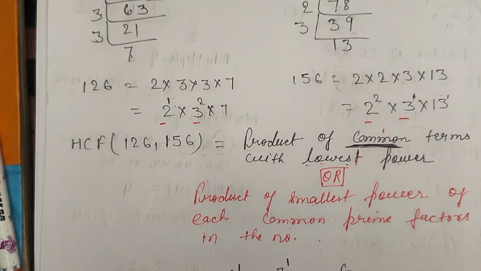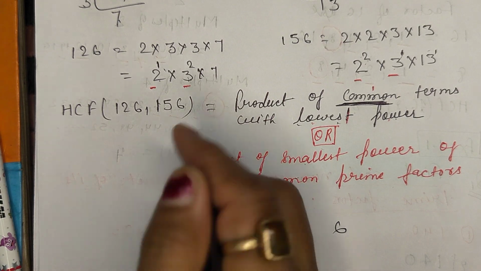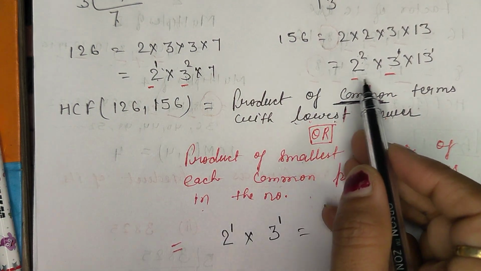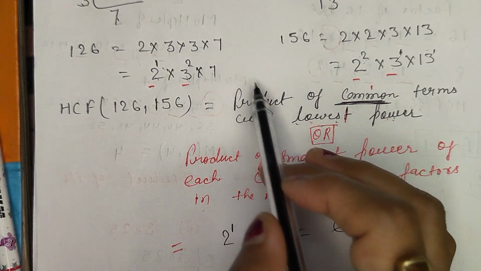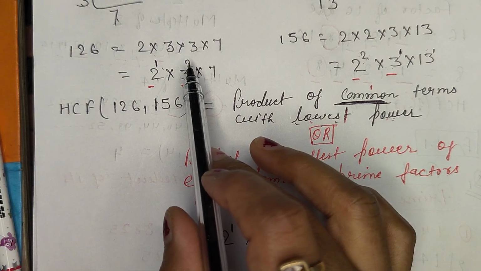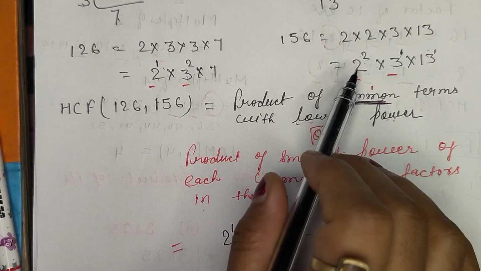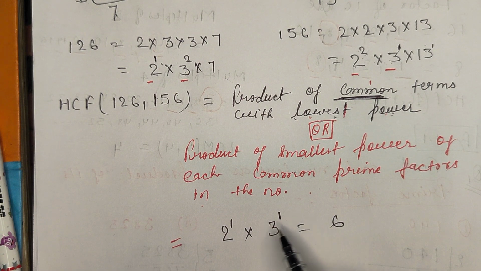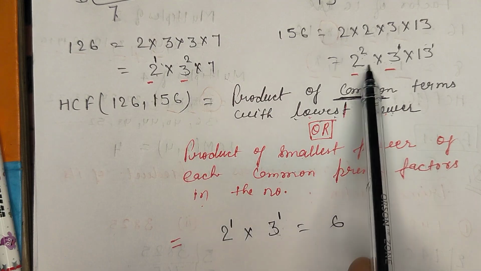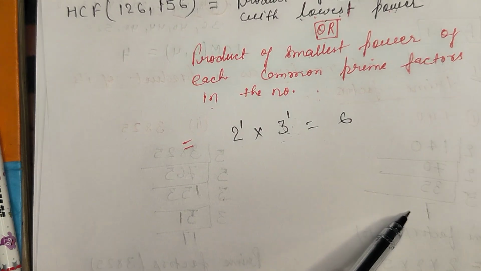And second, you can see here 2 to the power 1 and 3 to the power 1 are the lowest powers. First we take the common numbers, and then we take the lowest power. 2 to the power 1 and 3 to the power 1, this is the lowest power. So 2 into 3 is 6.